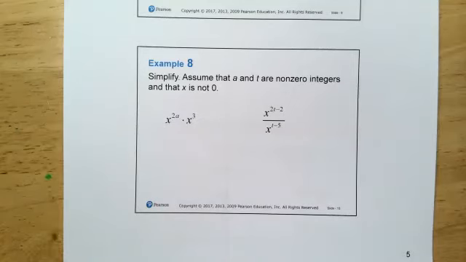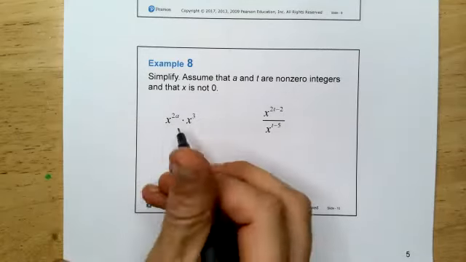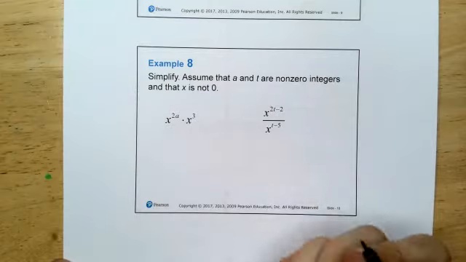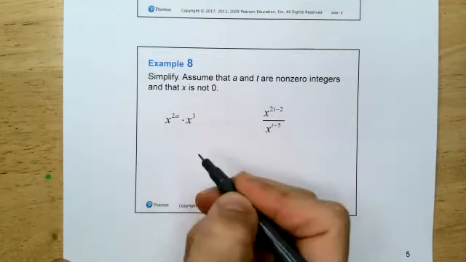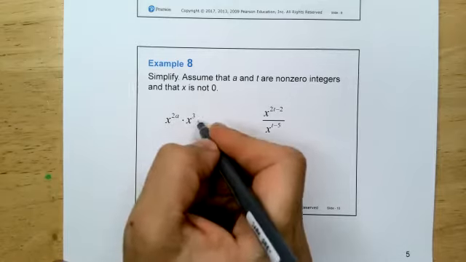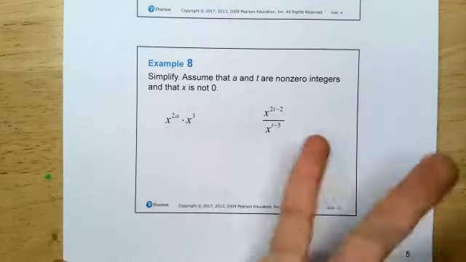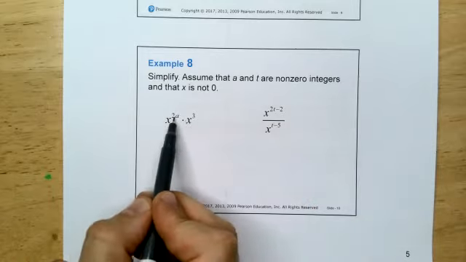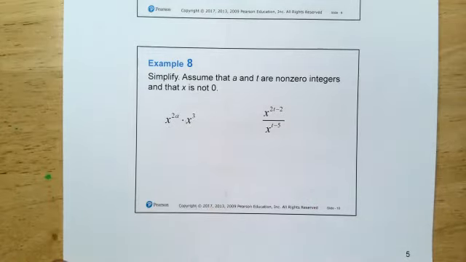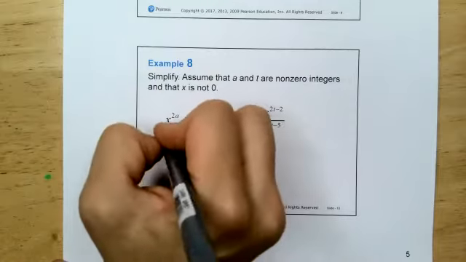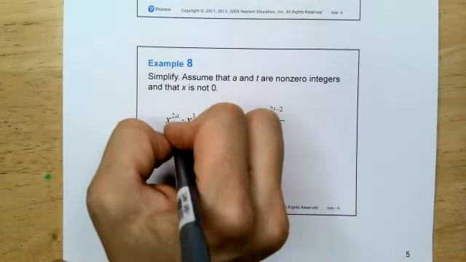All right, you're simplifying, you're not solving for anything. You're just making this look simpler, just like it sounds. So if you have the same base raised to an exponent multiplied by the same base raised to an exponent, you keep the base and then you add the exponents.